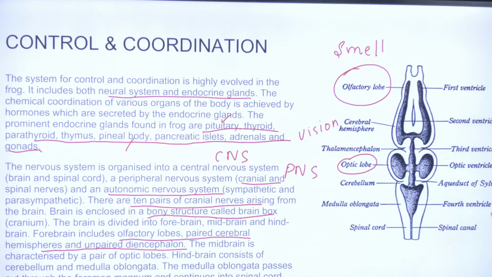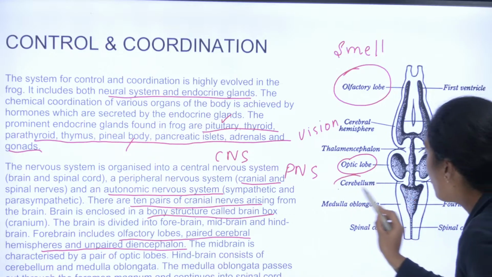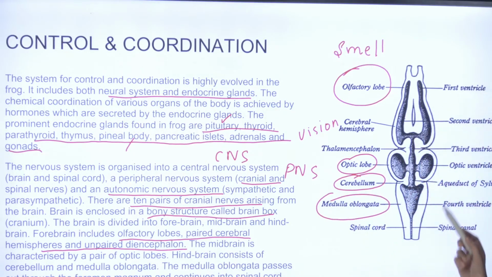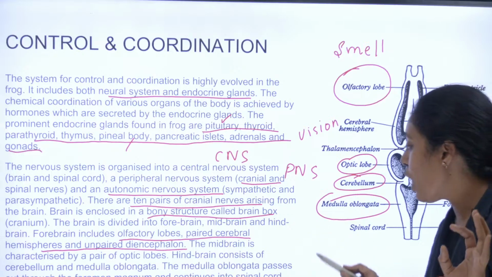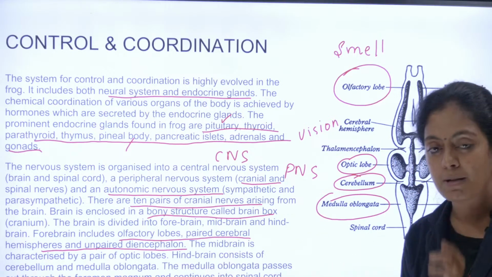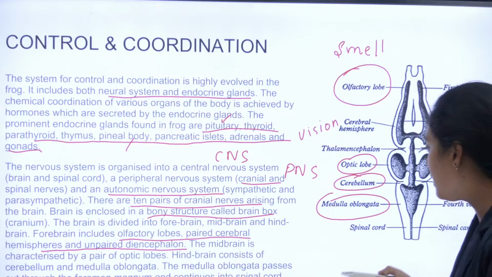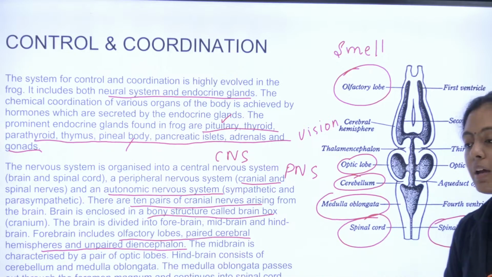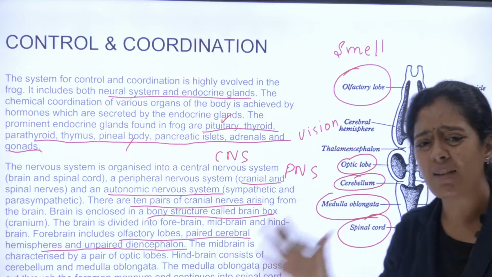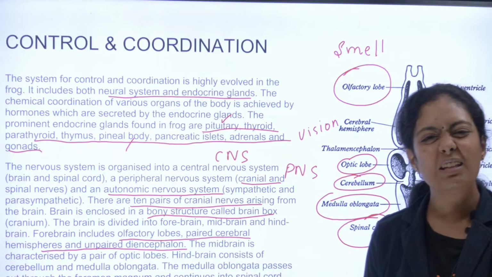In the hindbrain, just like we have medulla oblongata and cerebellum, they also have the same. They have a cerebellum and they have a medulla oblongata. The medulla oblongata passes through your foramen magnum and it continues as spinal cord. So medulla oblongata is continuing as spinal cord. Okay, same ditto, only with few changes.